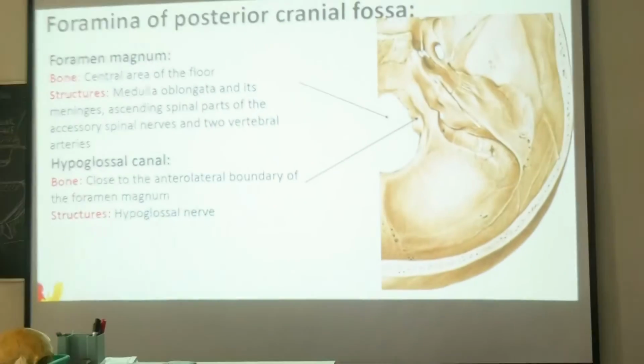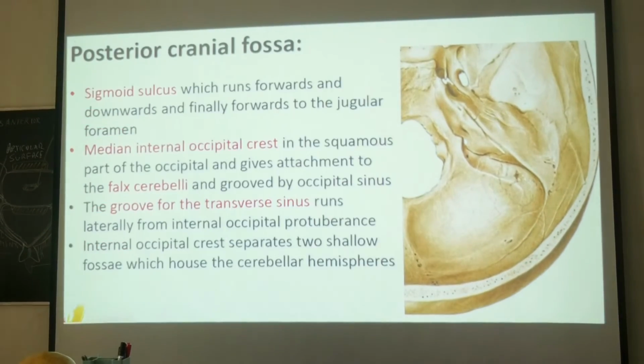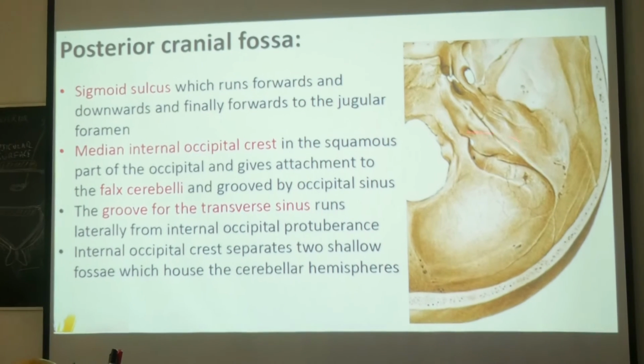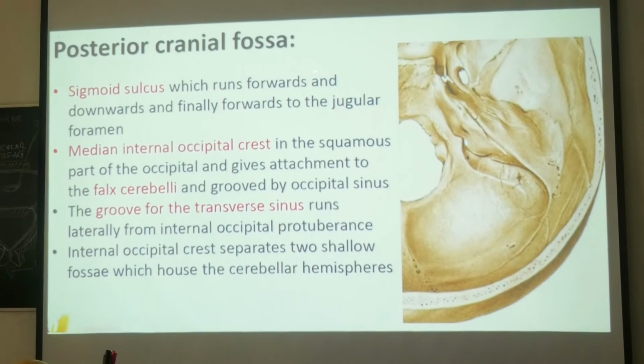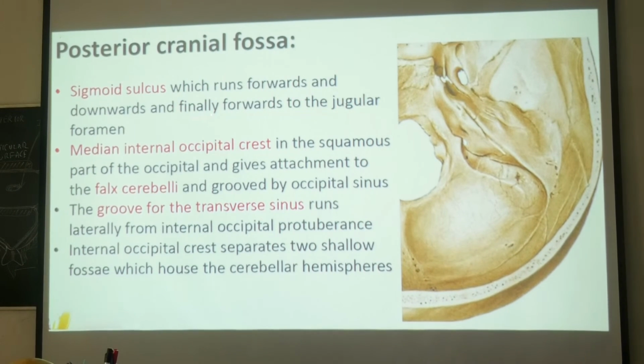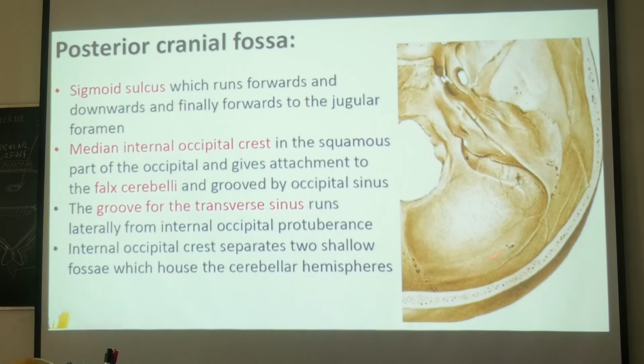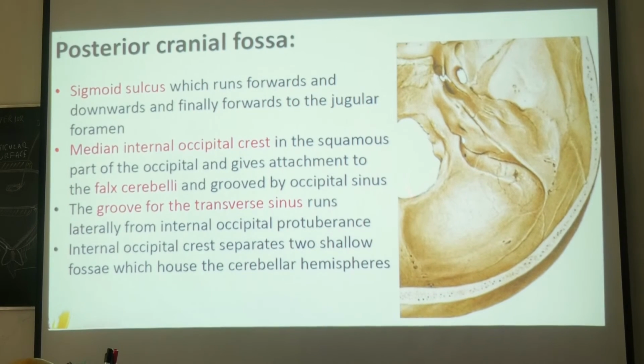Next is sigmoid sinus. Sigmoid sinus runs forward and downward, finally forward to the jugular foramen. Here this groove, whole of this groove is for the sigmoid sinus.